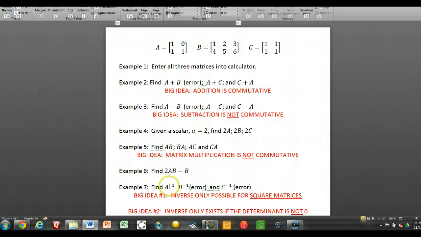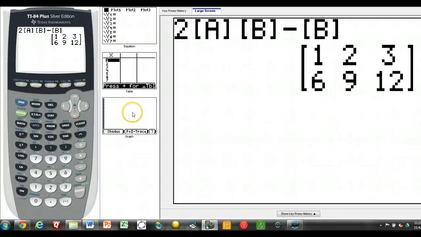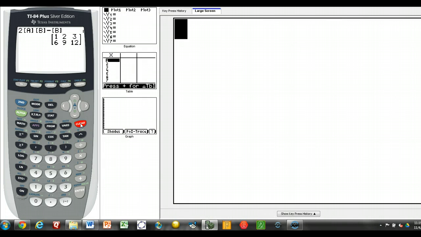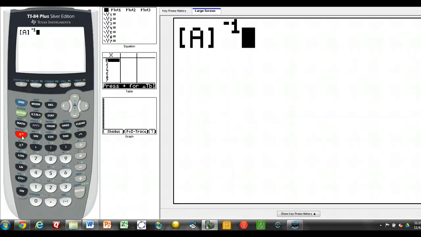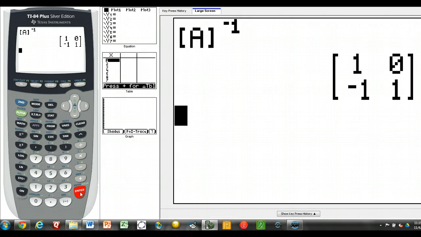So let's go ahead and pull up our calculator. And again, clear out what we want to find. We want to try to find A inverse. So I'm just going to type it in exactly the way it looks. So pull up first matrix A. And I want that -1 power. So right here, there's a key right below the math button where it says x to the -1. That's what I'm going to hit. And then just hit enter. Looks like A inverse. So this matrix represents A inverse.